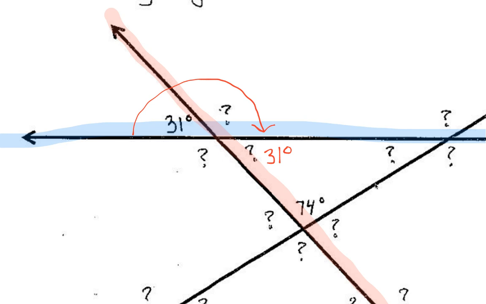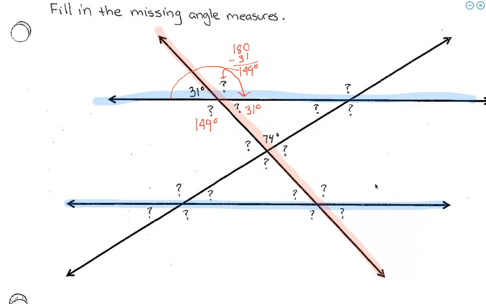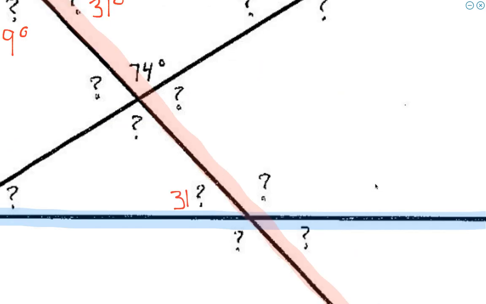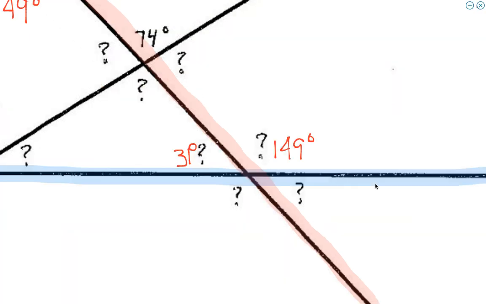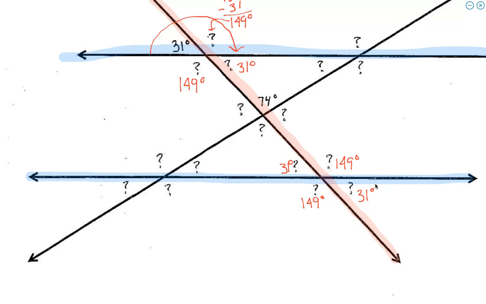These should add up to 180. So 180 minus 31 is 149. That means this is also 149. So those 4 angles, I'm going to follow down and replace it down here. So 31 degrees, 149 degrees, 31 degrees, and 149 degrees. All right, so there's 8 angles right there.